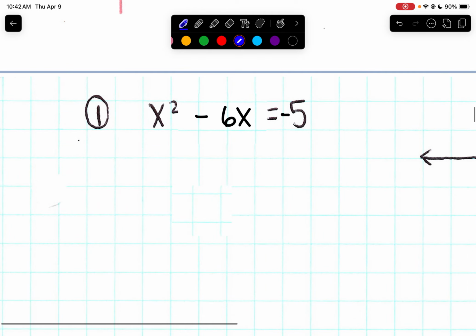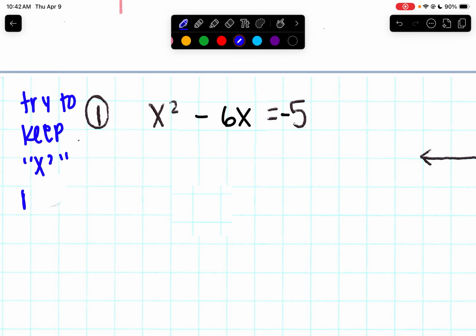So I'm going to put a suggestion here: try to keep the x squared positive. I'm going to try to keep that ax squared term positive. So what does that mean? Well, I see that this x squared is located on the left side, and I also see that it's positive. Because it's positive, I'm going to keep it on the left side, which means everything has to come to the left side. So how do I get all of my terms on the same side?